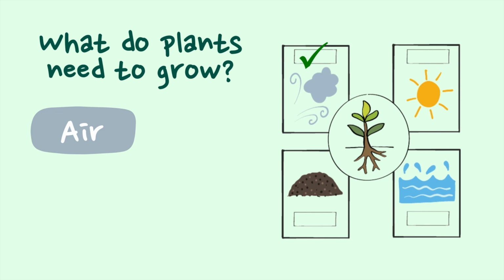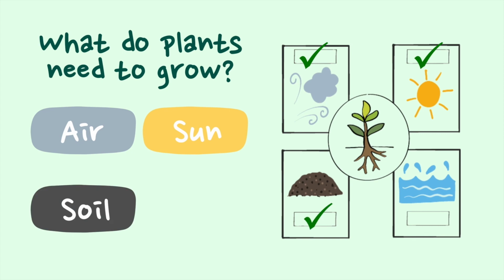Secondly, plants need sunlight. So putting your plant near the window will not only give it air, but it will also give the plant the sunlight it needs. Thirdly, plants need soil. When you get a plant, it doesn't come fully grown. It starts from a seed. We then have to plant this seed in soil for the plant to grow.